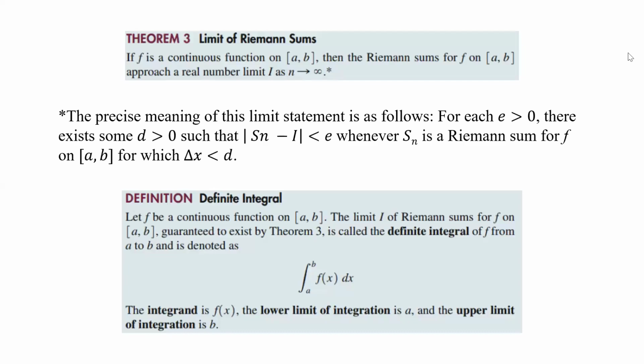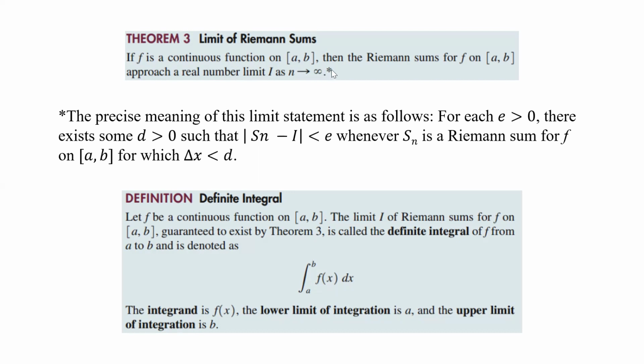All right, so theorem three leads into the definition of the definite integral. So we'll talk about that and move our way down, and that's where we're going. Theorem three says the limit of Riemann sums: if f is a continuous function on the closed interval a to b, then the Riemann sums for f on a to b approach a real number limit I as n approaches infinity.